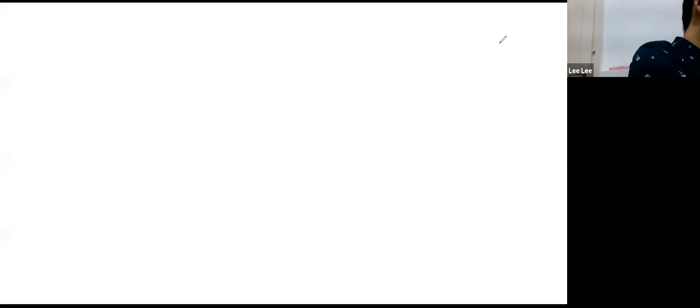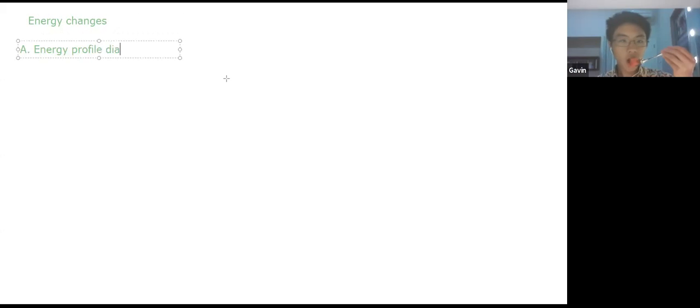Last time we also learned about the exothermic and endothermic reactions, the energy changes, remember? Energy profile diagram.